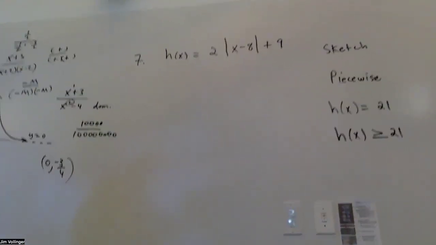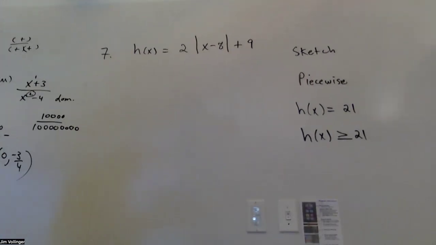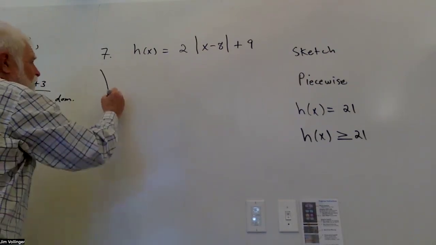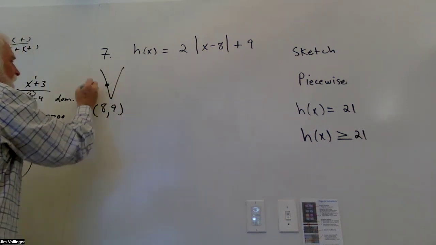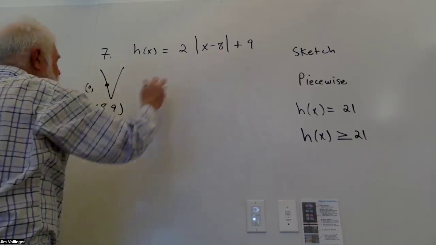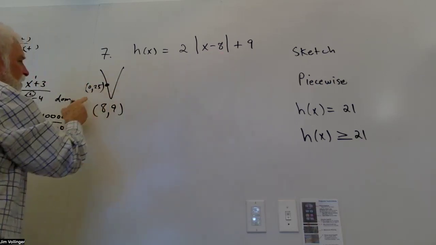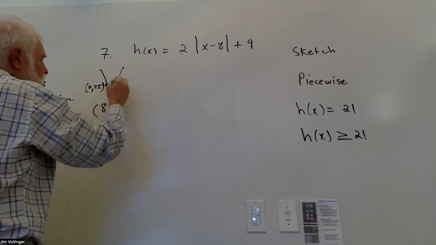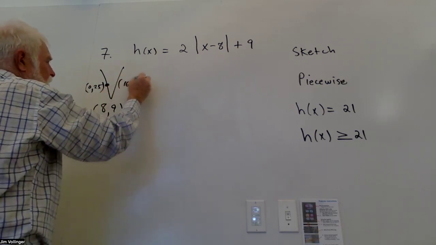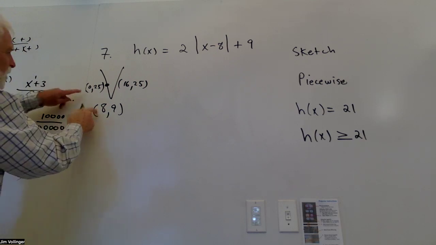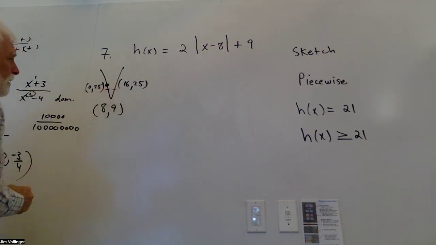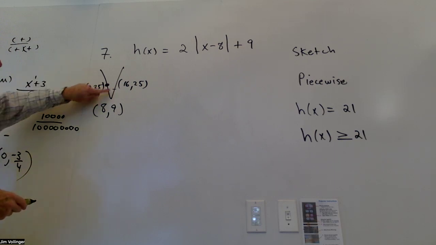All right, so now we're going to sketch piecewise, set it to 21. And when are we greater than or equal to 21? So the sketch, V-shaped up, 8, 9, y-intercept on the other side. So a 0 gets me 16 and 9, 25. If a 0 gets me 25, then so does 16 get me 25. All right, so 21 has to have answers between 0 and 8 because 21 is less than that. So what do we have? We have a function decreasing, then increasing.